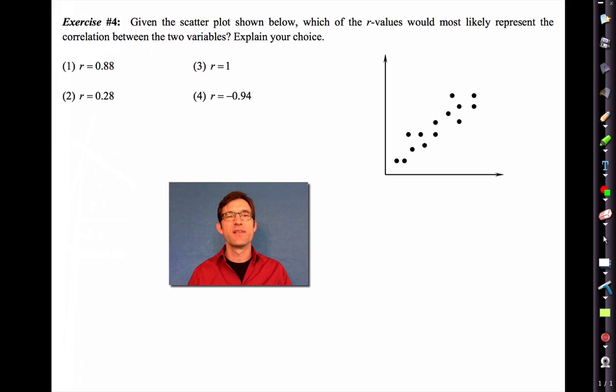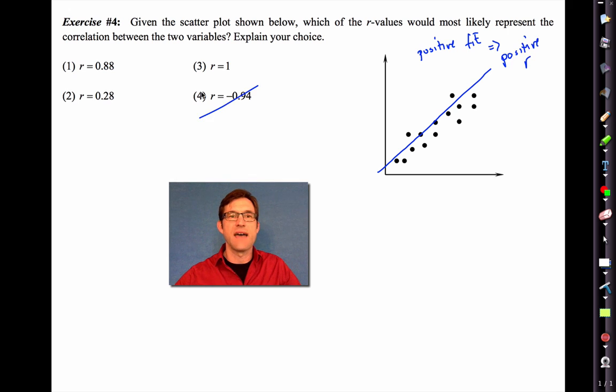All right, let's talk about it. Well, what do we know? We know there's definitely a positive fit, right? So there's definitely a positive correlation. If you drew the line of best fit, it would look maybe not quite like that. The line would actually be shifted down a little bit. But it's a positive fit, which means a positive R.